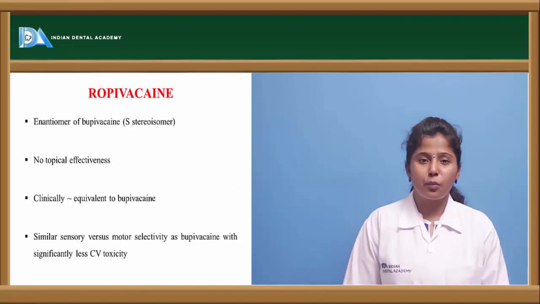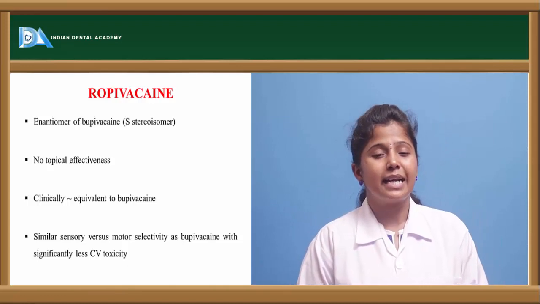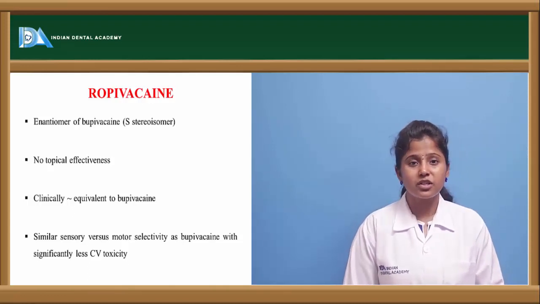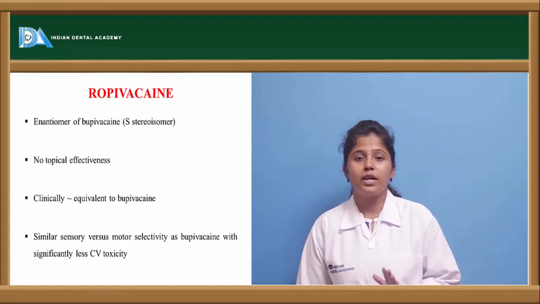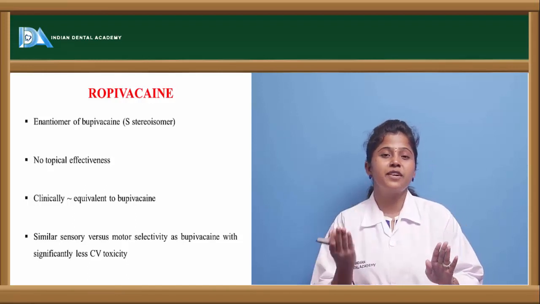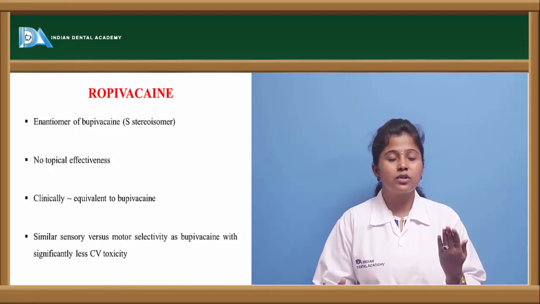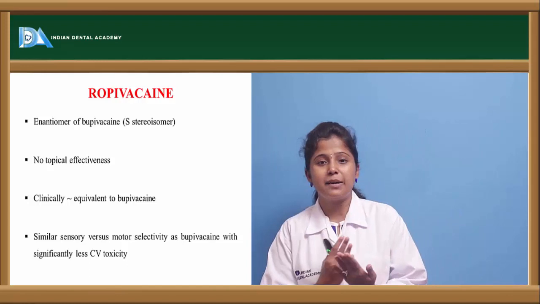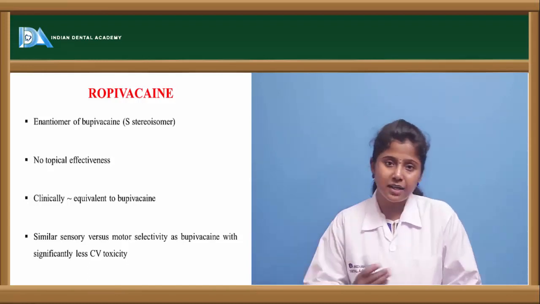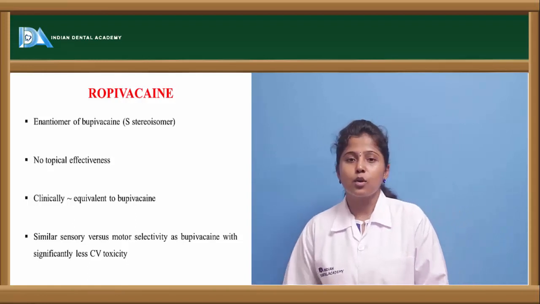The other drug is ropivacaine. Ropivacaine is an enantiomer of bupivacaine. Enantiomers are chemical structures which are mirror images. For example, if we see the structure of bupivacaine in a mirror, how it looks, that is ropivacaine. So it is the mirror image of bupivacaine.